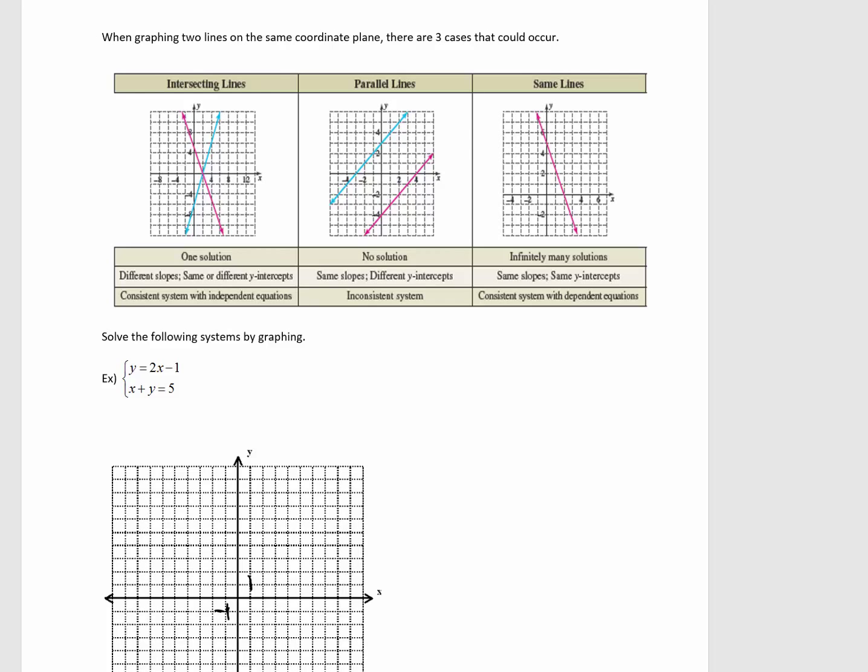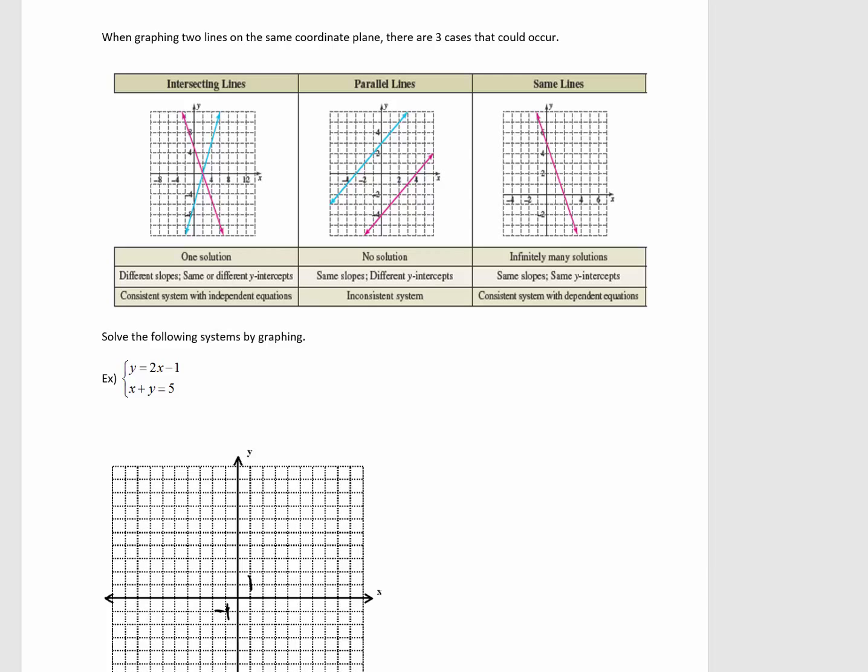You could have two lines that are parallel. Well, because parallel lines do not intersect, you would not have a solution to the system. That means you would have the same slope, but different y-intercepts. And this is what is referred to as an inconsistent system. You could have infinitely many solutions when the two equations graph to be the same line, meaning it would have the same slope and y-intercept.